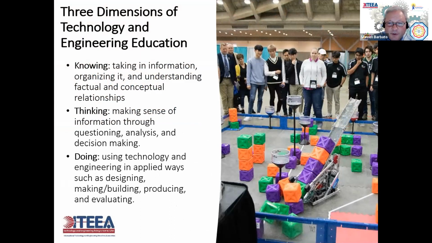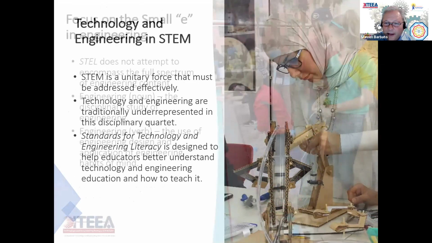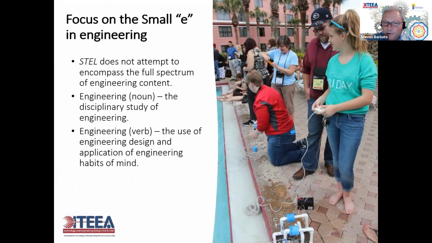There are 3 dimensions of learning that have been a part of technology and engineering for the past 100 years in our association, and that's knowing, thinking, and doing. The knowing part is organizing it, understanding it, making sure there are factual as well as conceptual relationships. Thinking is making sense of information through questioning, analysis, and decision-making. And doing is using technology and engineering in applied ways. It's also engaging students to make it fun. It's actually creating in STEM education a way to engage students so that they have a way of controlling the world around them.